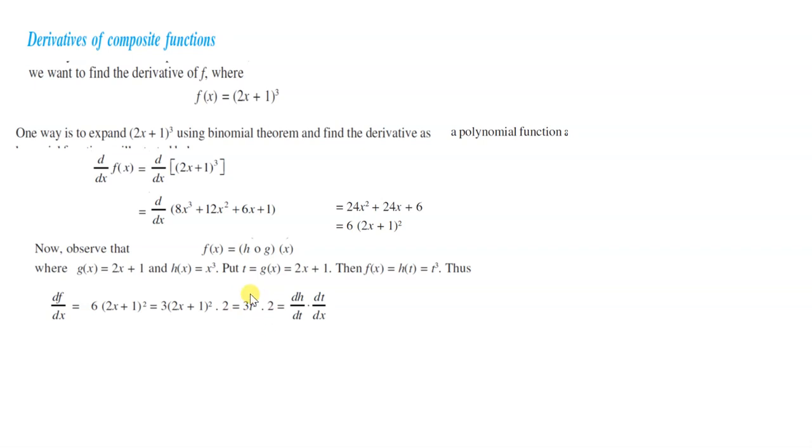And what is 3t square? 3t square is the differentiation of this t cube, that is, the differentiation of the h function. So we can replace it by dh by dt, and 2 is the differentiation of this g(x) function, which is equal to t, so we can write it as dt by dx. So this is called the chain rule. When a function is expressed as a composition of two or more functions, then their differentiation can be found like this.